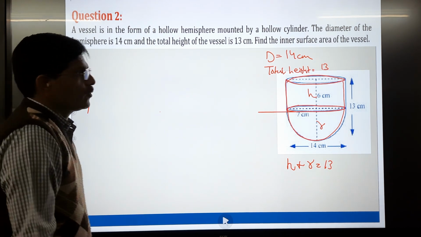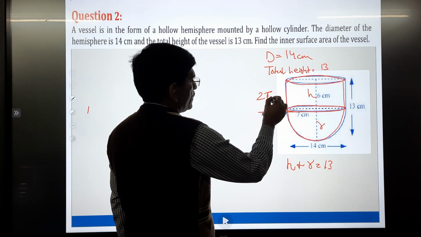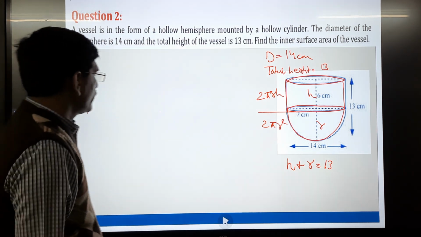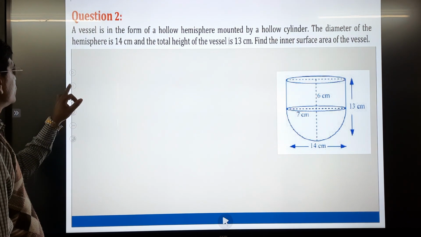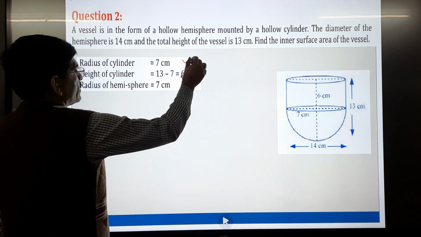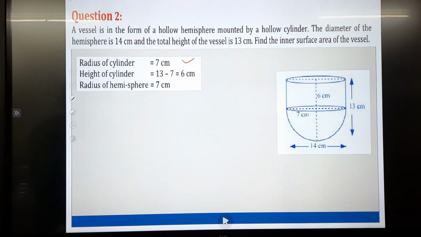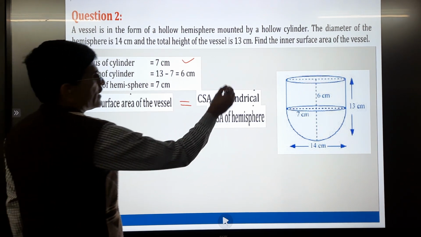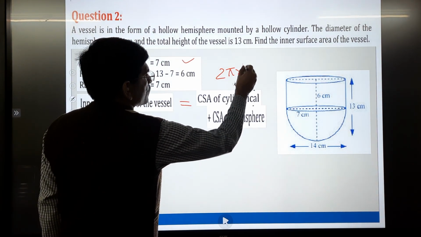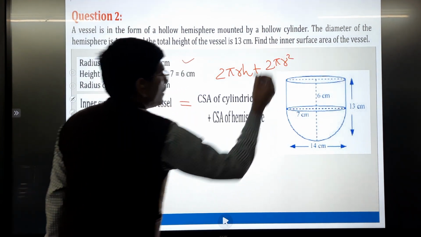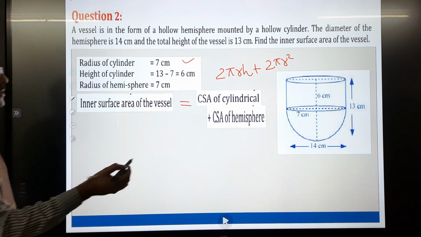Now what formula do we have to apply here? That is 2 pi RH, and here 2 pi R square. Let me see how we have to do this. The radius of the cylinder is 7 centimeter. Height is 6 centimeter. Radius of the hemisphere is 7. Now the inner vessel formula, that is CSA, is 2 pi RH plus, for the hemisphere, 2 pi R square. Now we have to put in the values. So we can solve in two different ways.